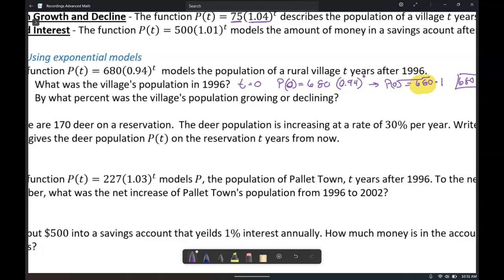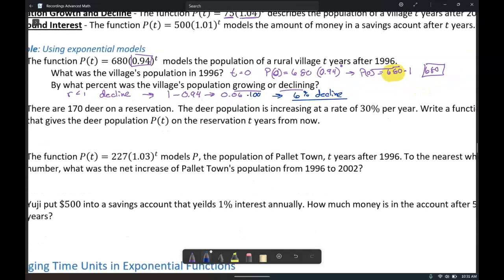Now, by what percentage is the village's population growing or declining? Well, first we need to figure out, is it a growth or a decline? We look at the r value. Since r is less than 1, we know it's going to be a decline. We just need to figure out how much less than 1 it is. So we take 1 and subtract the r value, and that gives us 0.06. If we rewrite that as a percent by multiplying by 100, we get a 6% decline.